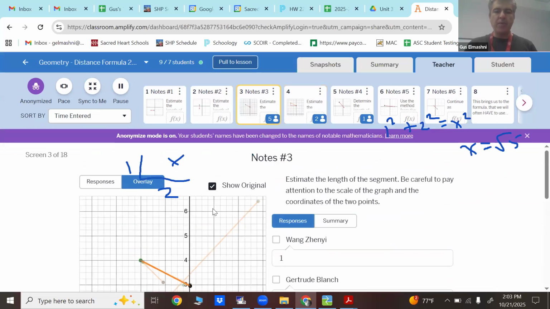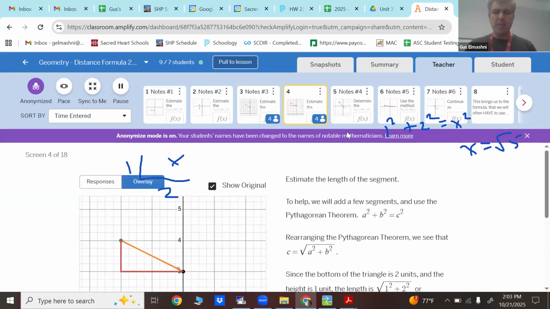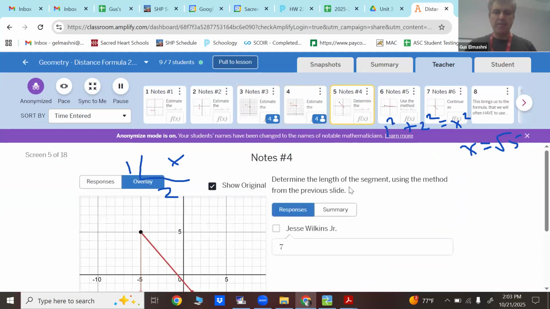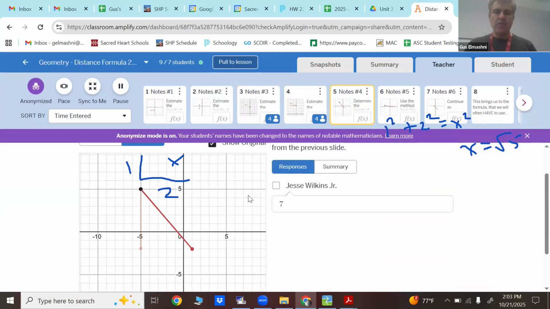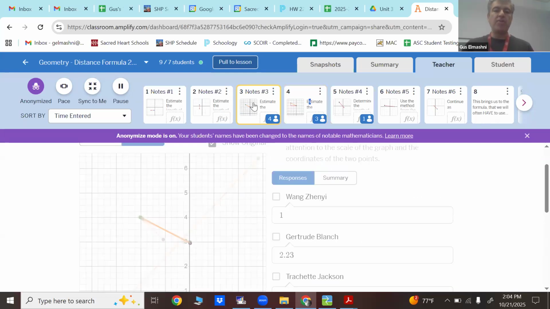I guess for number 3, they asked you to estimate. Did he give you a ruler or something? Yeah, you could guesstimate. Number 4 is the same. For number 3, you were just trying to estimate, and then for number 4, you're actually being precise. You're actually doing the Pythagorean theorem, so it's trying to teach you the reason.